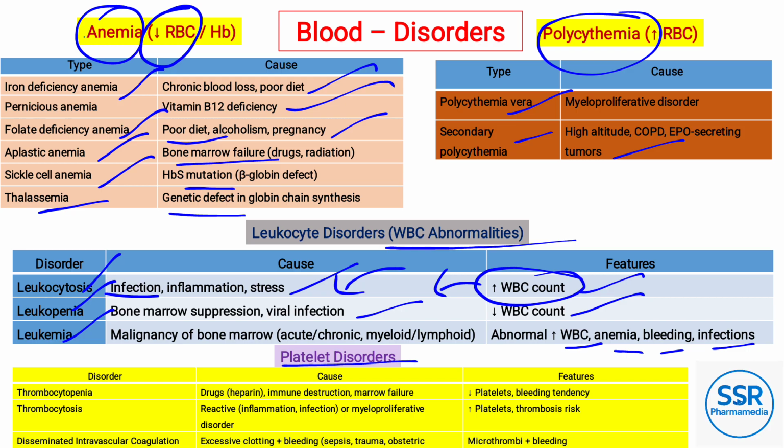Next, platelet disorders: thrombocytopenia, thrombocytosis and disseminated intravascular coagulation. Thrombocytopenia is due to drugs like heparin, immune destruction and bone marrow failure, giving decreased platelets. Thrombocytosis is due to reactive causes, increasing the platelets and causing thrombosis. And disseminated intravascular coagulation involves excessive clotting and bleeding, due to microthrombi and bleeding.